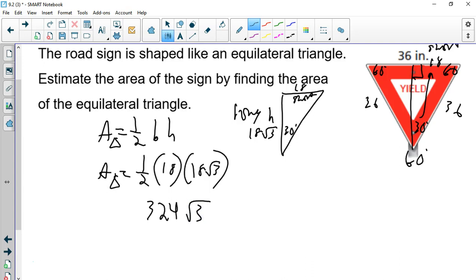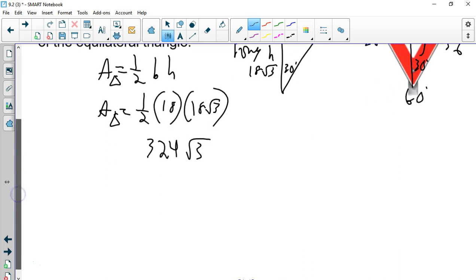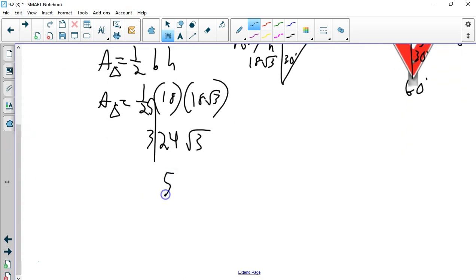Now, since this is a real world problem, and we're trying to find a measurement and area, we do need to just multiply this on our calculator because we need an actual amount. So that's going to be 561.18 square inches. Now that is a rounded number.